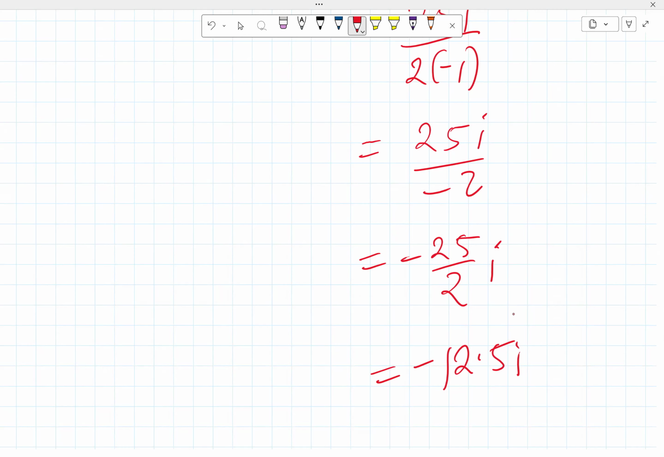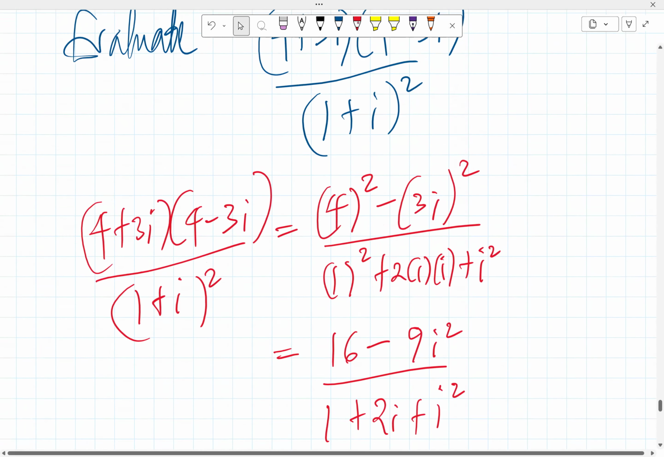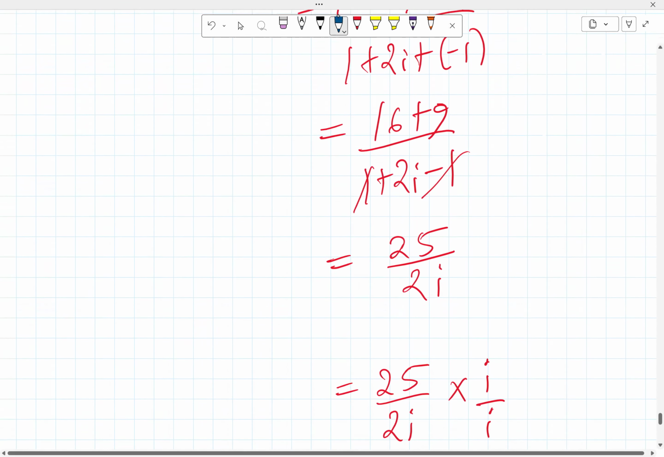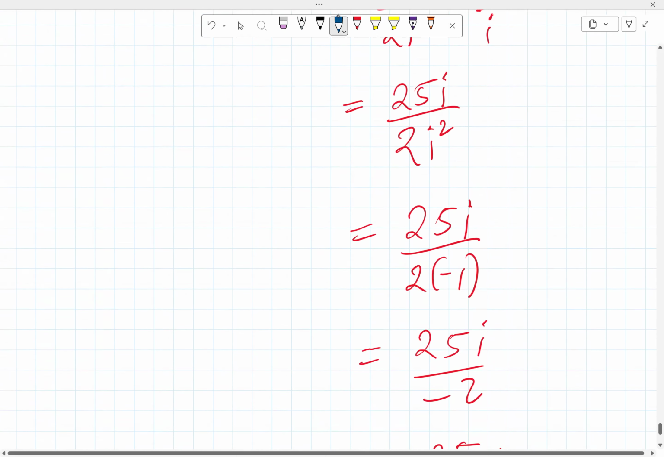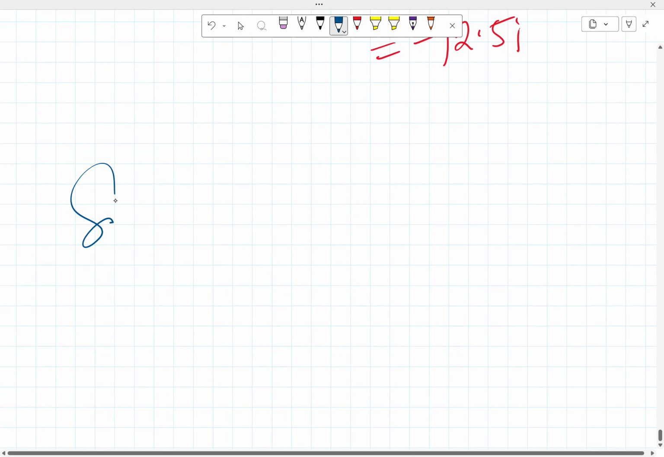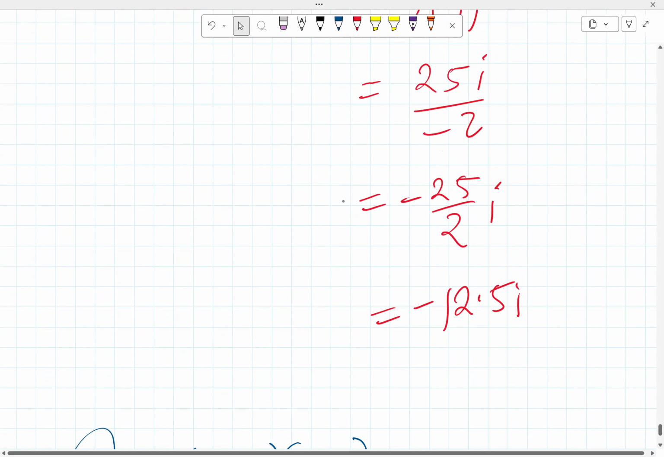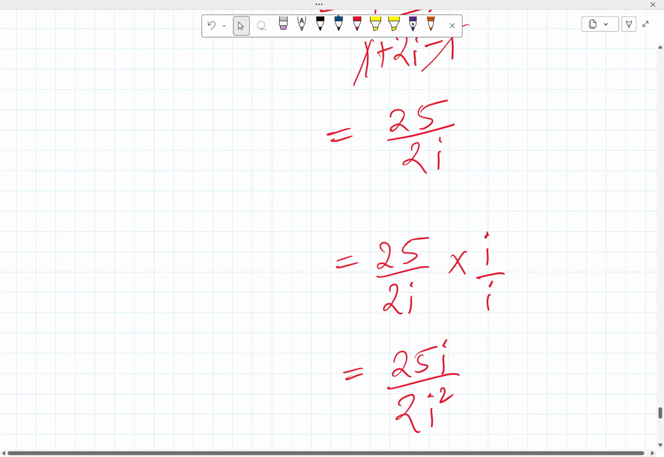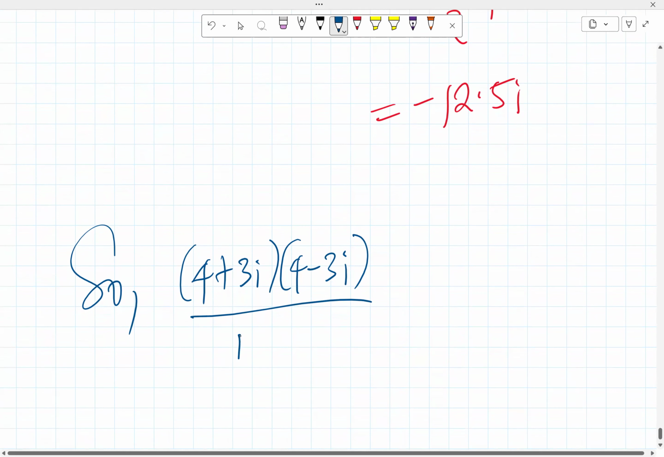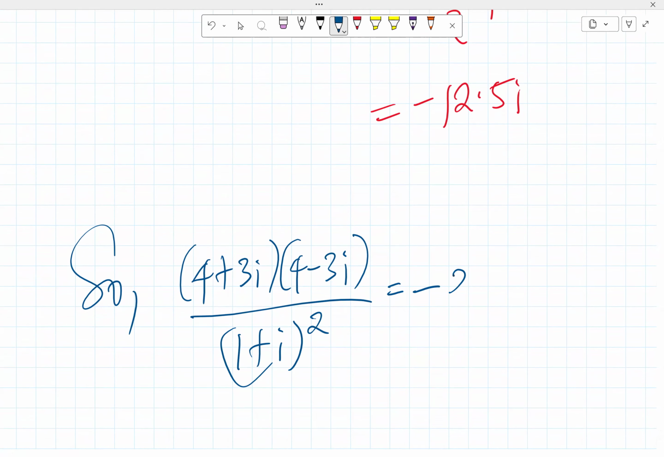Okay, so that leads us to the conclusion that 4 plus 3i into 4 minus 3i, all over 1 plus i all squared, is equal to minus 25 over 2i.